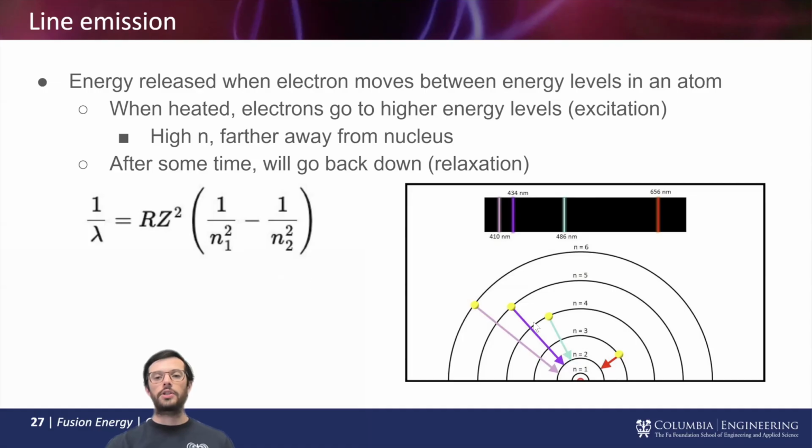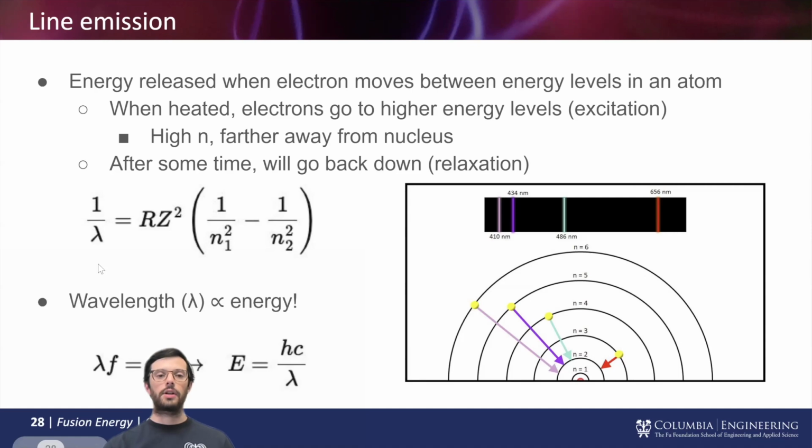So N1 is our initial energy level. In that case, this would be equal to 3. And then N2 is the final, the destination, so that would be N equals 2. So this would be 3, this would be 2. This is a constant R, and then Z is the charge of your nucleus, so it's basically what element you have. And then 1 over lambda, lambda is our wavelength. That tells us kind of the energy of light that's released in this reaction.